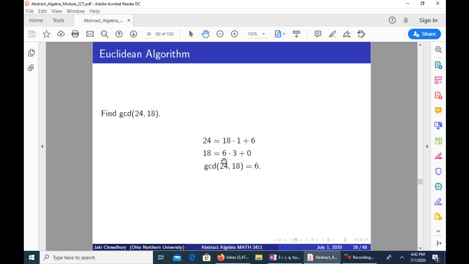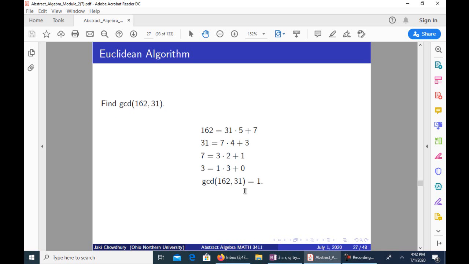So the reason is, again, if you look at the second equation, the GCD of 6 and 0 is 6. But the GCD of 6 and 0 is the same as the GCD of 6 and 18. So the GCD of 6 and 18 would be 6. Now the GCD of 6 and 18 is 6, so then the GCD of 18 and 24 would also be 6. Okay, so that's how we get this GCD 6.